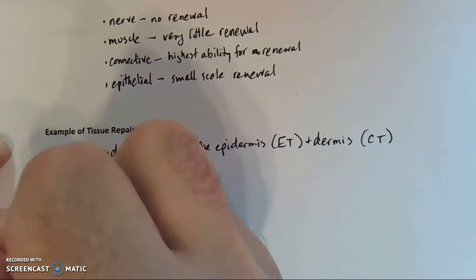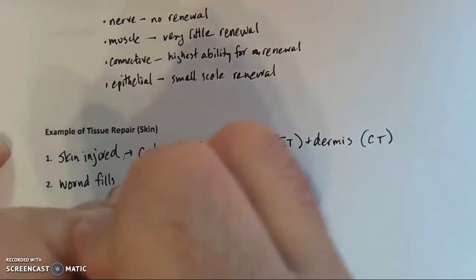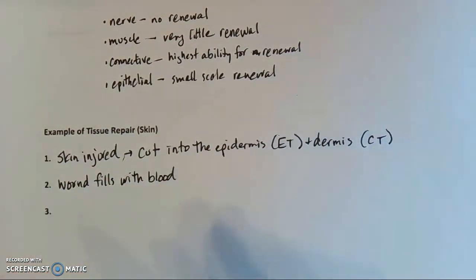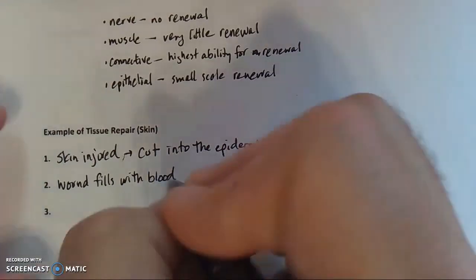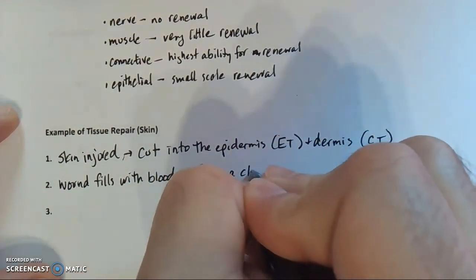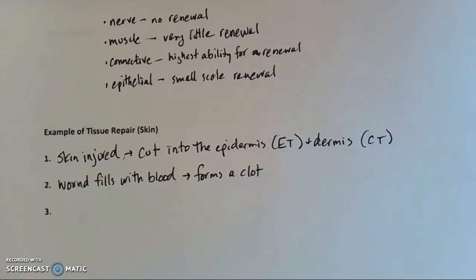So the wound fills with blood. And epidermal tissue does not have any blood vessels, but the dermis does. So the wound starts filling with blood and it forms a clot. So eventually it stops bleeding, and we're eventually going to form a scab.